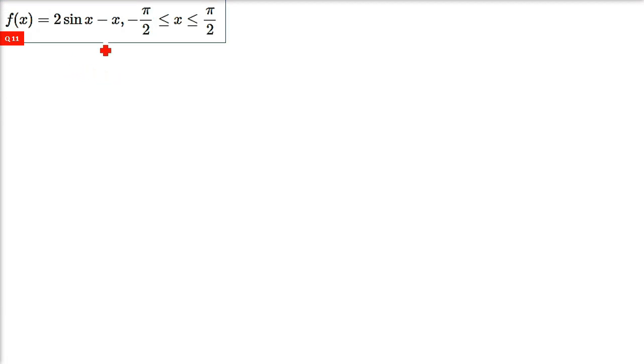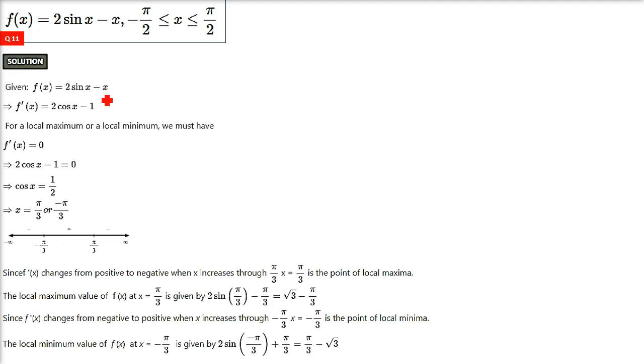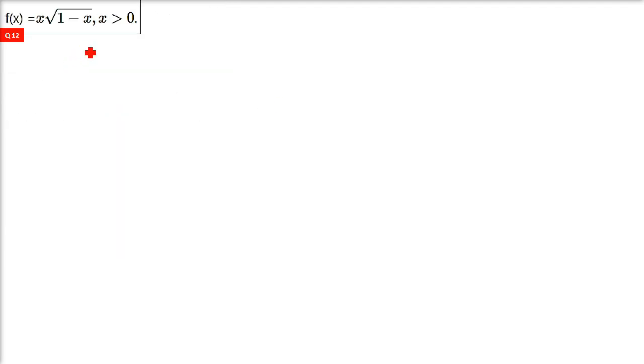So this 2x minus x, negative pi by 2 to pi by 2, is almost similar to the question we have just completed. We have completed a question exactly like this, almost like this. So I'll give you a hint here. x into under root 1 minus x when x is greater than 0. So let us differentiate it first. And it is clear that x has to be greater than 0, and you will feel why it is given. I'm differentiating it. You can differentiate it in any way you want.